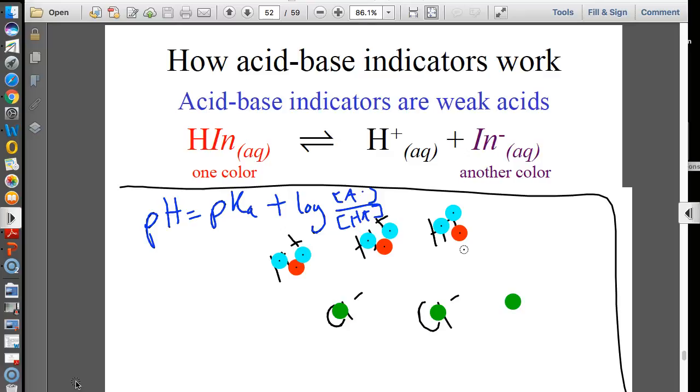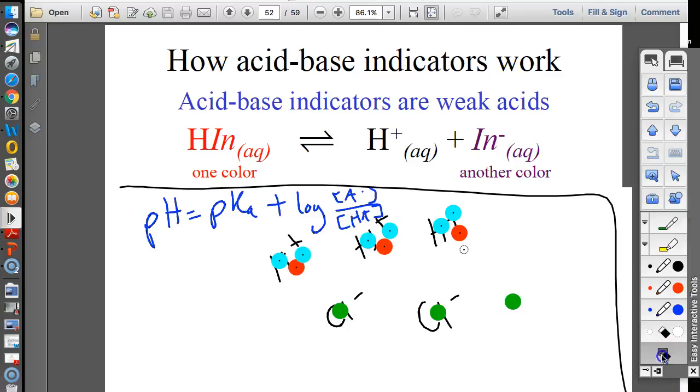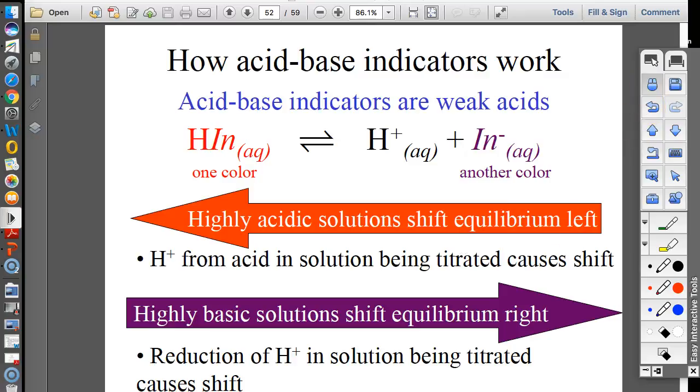You want to pick an indicator whose endpoint color change is equal to the equivalence point of your acid-base titration. So strong acid, strong base is 7. I want to pick an acid-base indicator whose pKa is 7, because the pH where the color change happens will be equal to 7. You feel okay about that? The application part of it is pretty simple. You're just given a chart and you're like, which one matches?